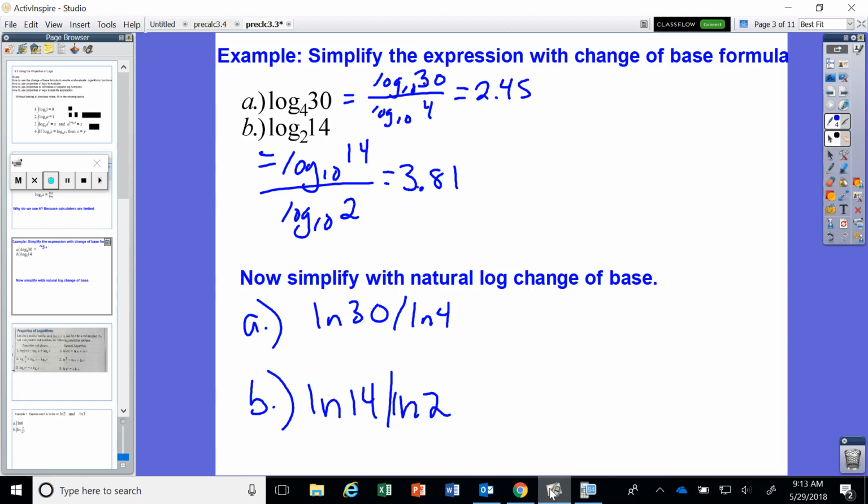All right, guys, that's going to wrap up our conversation of change of base. In our next video, we are diving into the properties of logarithms that will help us expand and condense some expressions.